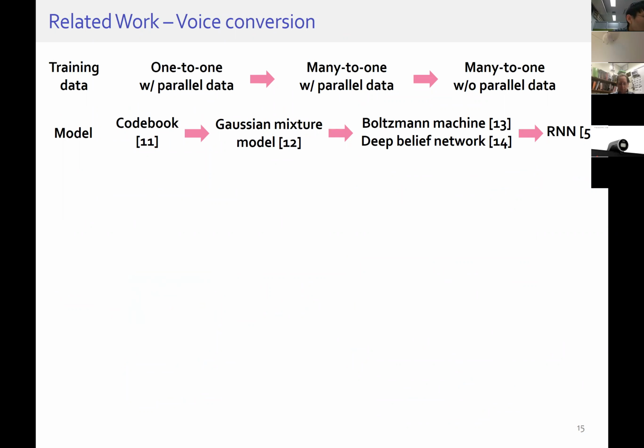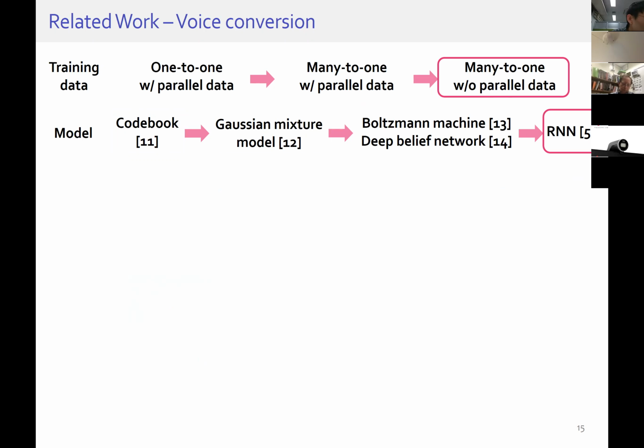Voice conversion also has a long history. In the past, voice conversion started from one-to-one conversion with parallel data. The models used had limitations in reflecting the characteristics of the voice. For instance, a codebook does discrete mapping between the voices, and a Gaussian mixture model assumes some environment and the output is blurry. Support vector machine and deep belief network are not suitable to learn the time dependency of the speech.